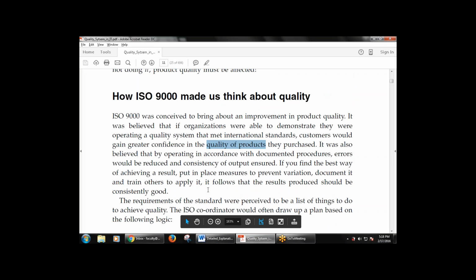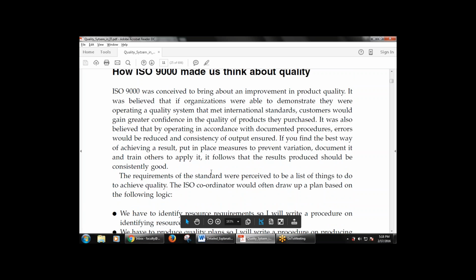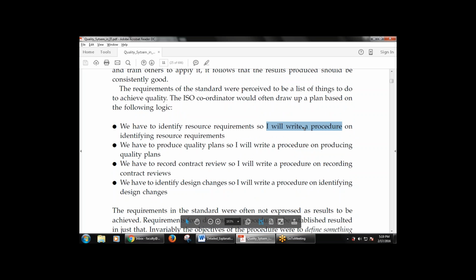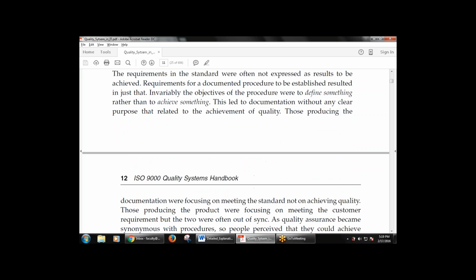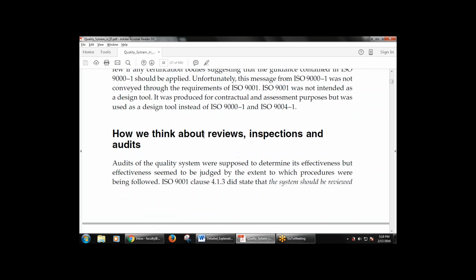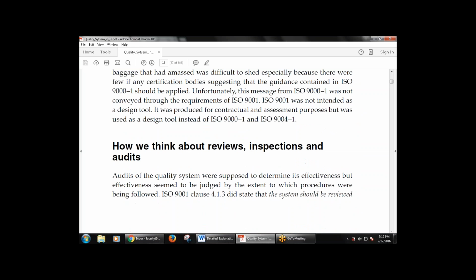The requirements of the standard were perceived to be a list of things to do to achieve quality. So if I want to achieve quality, that is perceived to be a list of things to do for better quality. An ISO coordinator would often draw up a plan based on the following logic: identify the resource requirements, and write a procedure for identifying the requirements. Then there are the reviews, inspection, and audit. Audit was supposed to determine the effectiveness, but effectiveness seemed to be judged by the extent to which the procedures were being followed.